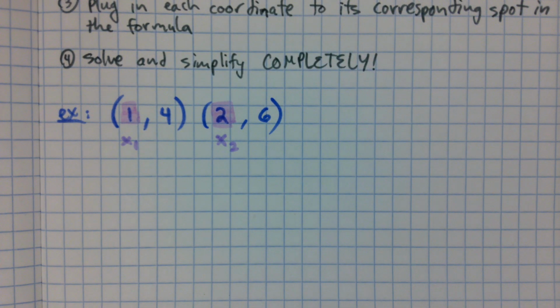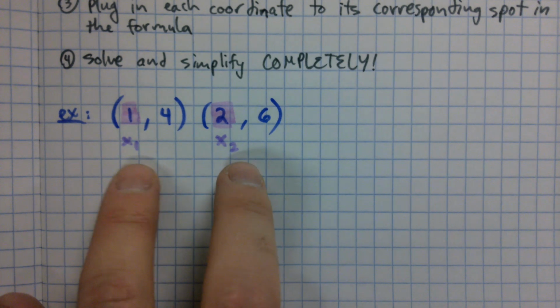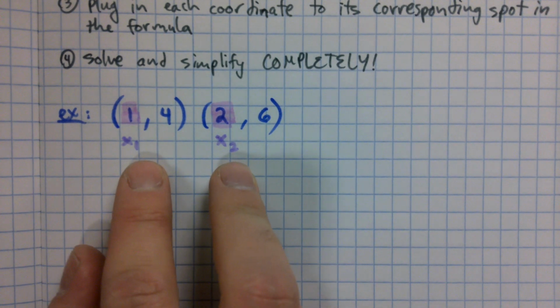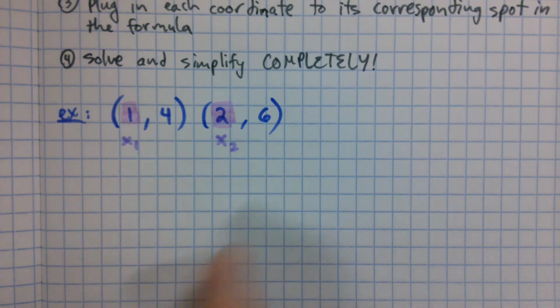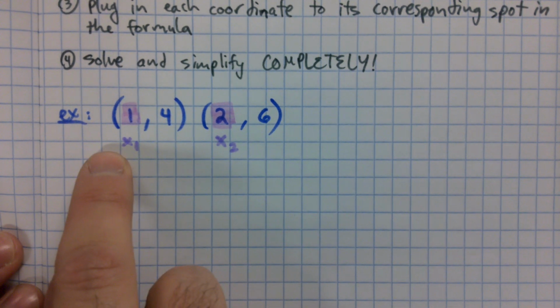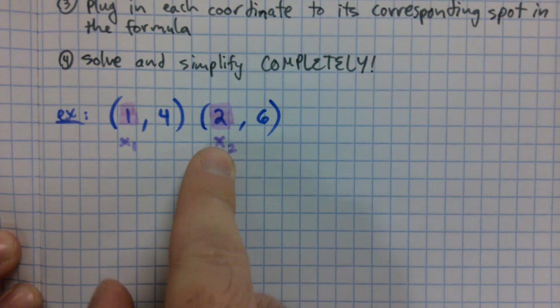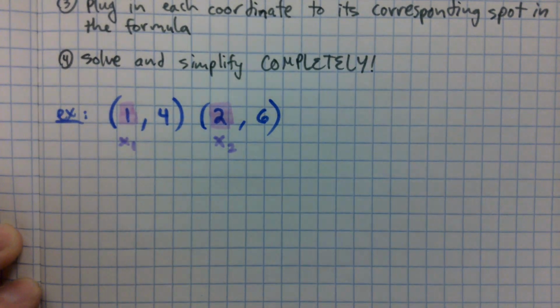Now, those 1 and 2 that we see look like exponents, right? They're tiny little numbers. But why are these not exponents? Where do exponents go? Up on the top. These are not on the top, they're on the bottom. What these 1s and 2s are called is a subscript. It just means we've got the first x coordinate and the second x coordinate. It's a way to distinguish between the two.